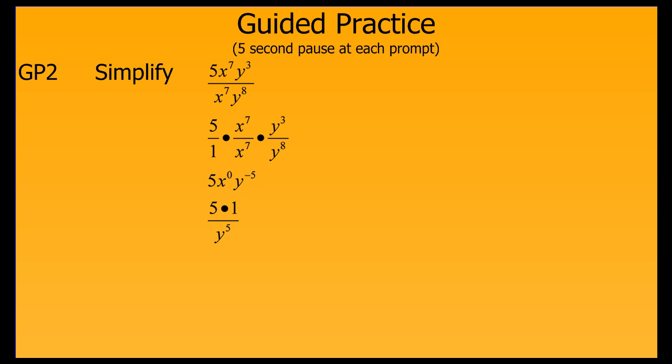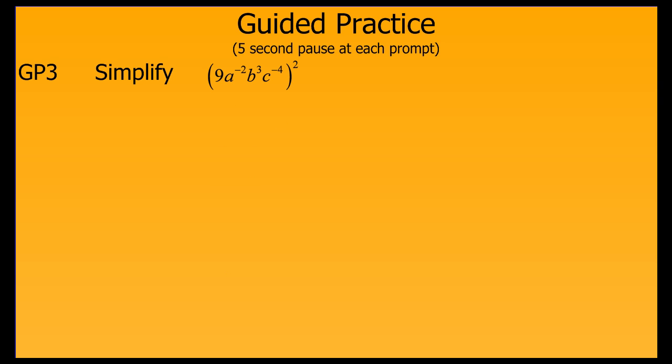What's next? Well, we simplify a little bit. 5 times 1 is 5, so we get 5 over y to the 5th. This is considered simplified form. Let's try another one. What's different about this one?